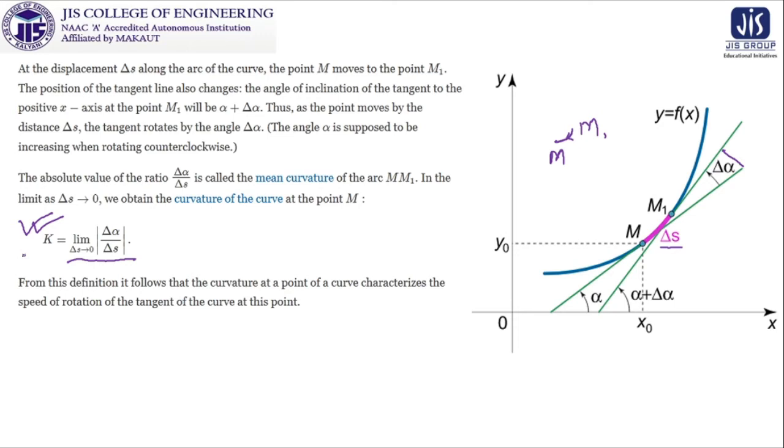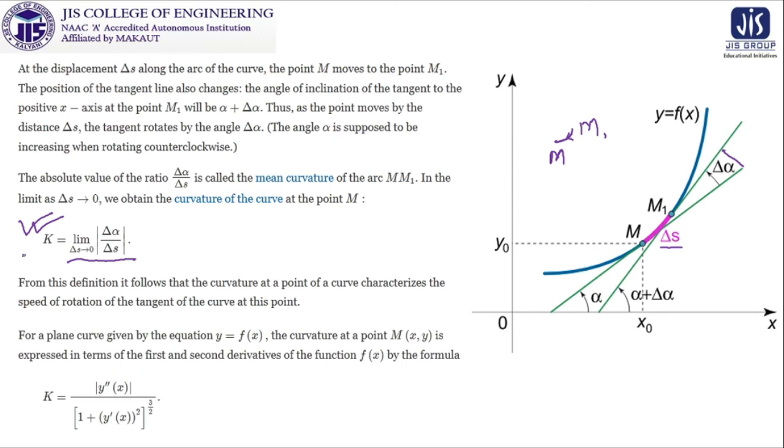Clear? So from this definition we can conclude that the curvature at a point of a curve characterizes the speed of rotation of the tangent of the curve at this point, because speed of rotation means how fast the tangent is rotating. That will be measured because we are taking the limiting value of the change of angle with respect to the change of the position of the point M on the curve.